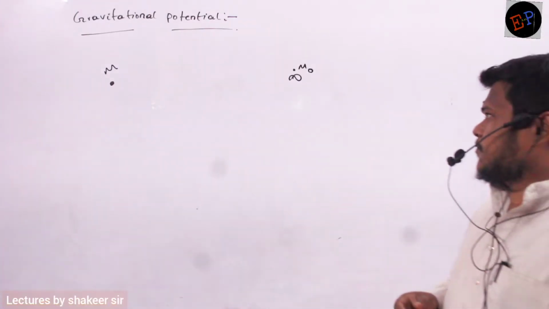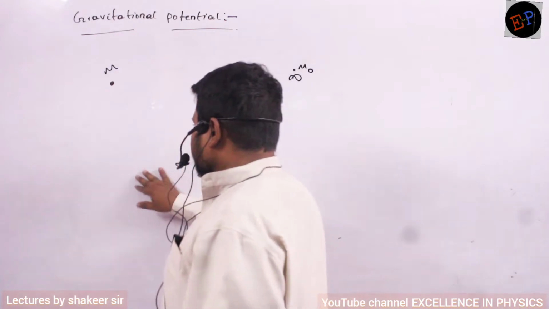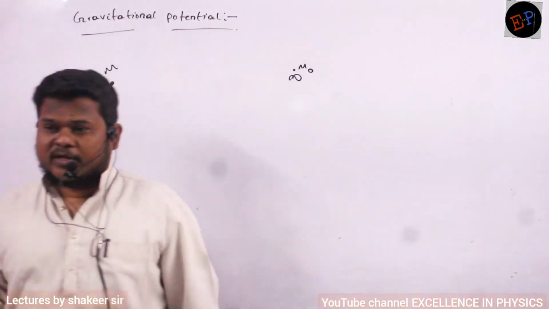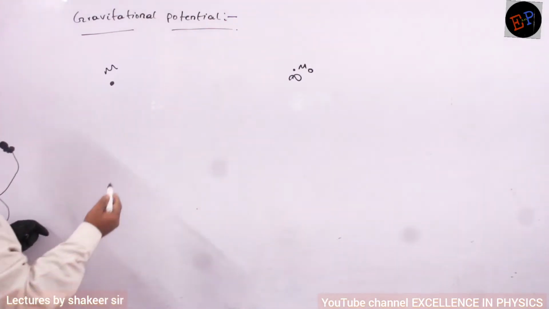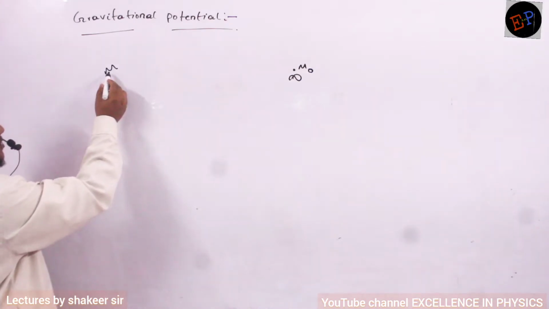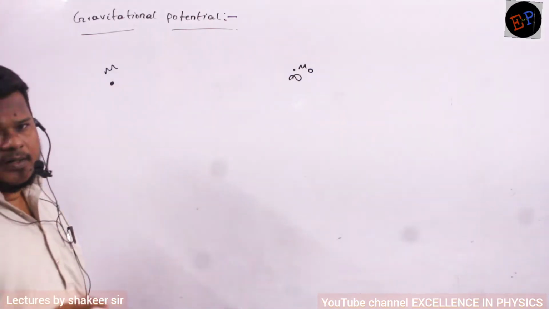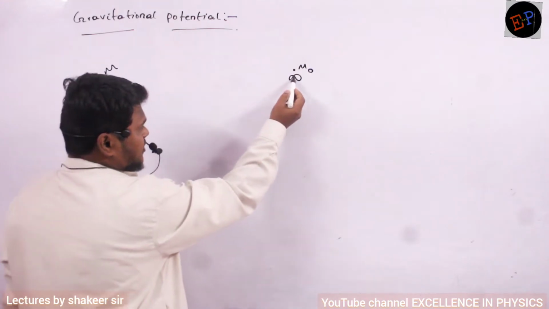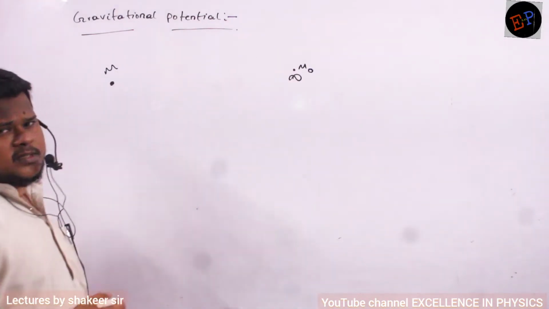Next concept is gravitational potential. Now listen very carefully and let us try to understand what is meant by potential. So consider this is a mass M, the main mass, the bigger mass. And at infinity, there is a point mass m0.